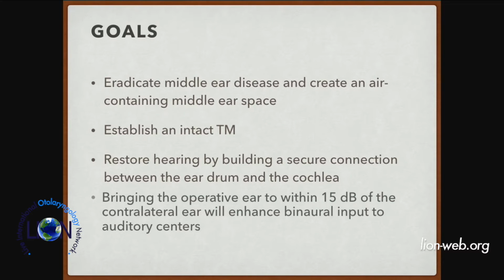So the goals of our approach are to eradicate middle ear disease, as we said, create an air-containing middle ear space, and then establish an intact tympanic membrane, and eventually restore hearing by building a secure connection between the eardrum and the cochlea. The functional result we're trying to achieve is to bring, as much as possible, the operative ear to within 15 decibels of the contralateral ear, because this is the magic number where patients start feeling that the difference between the two ears is not affecting them as much, and they can benefit from the binaural function.